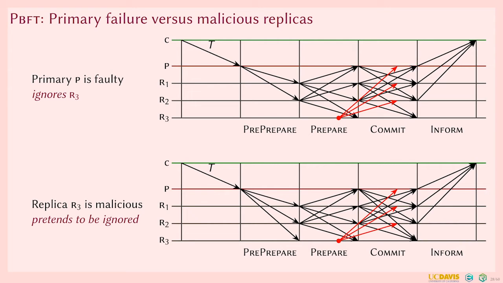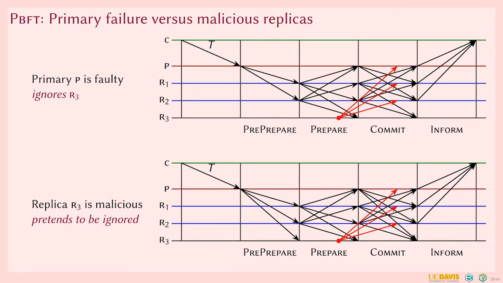And if you now compare these two cases from the perspective of replica 1 and 2, we see that they get exactly the same messages in both cases. So they cannot really determine what's going on. They know that some replica is faulty, either the primary or replica 3, but they don't know which one of the two is the case. So this really also complicates dealing with faulty behavior of the primary.